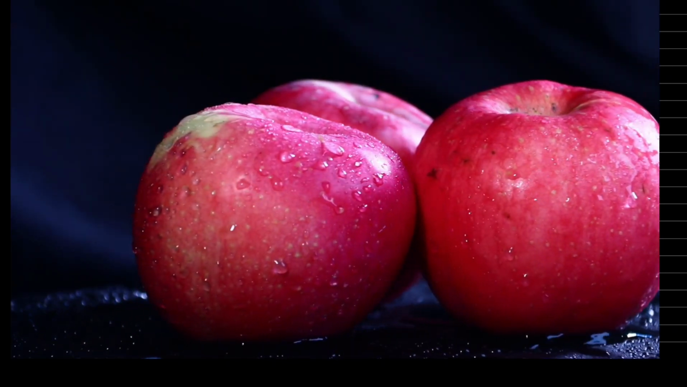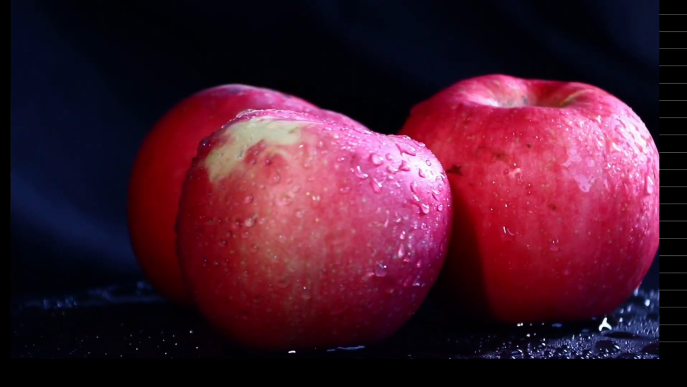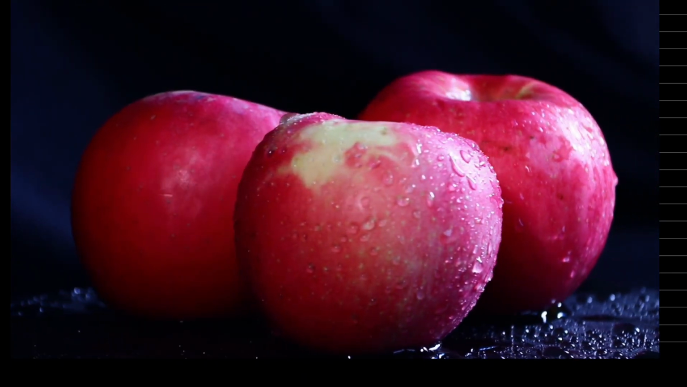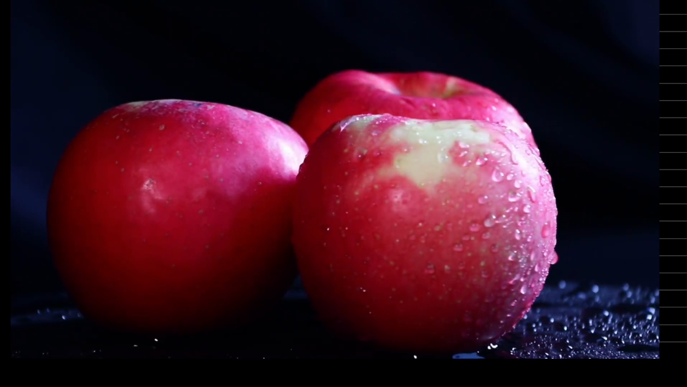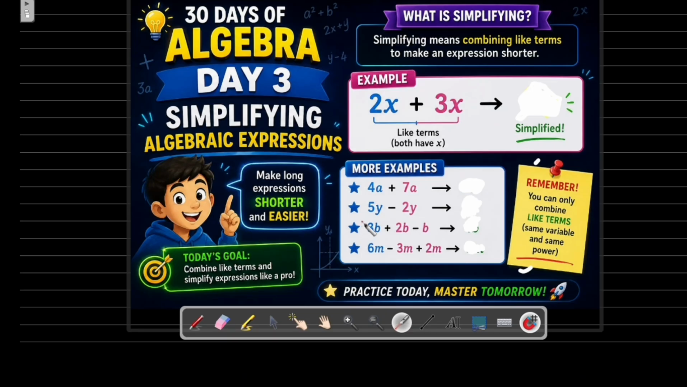Imagine you have two apples and three apples. How many apples do you have altogether? Exactly, five apples. Algebra works in a very similar way. If you have 2x plus 3x, just like this, you have 5x. The answer will be 5x when we simplify it. So, you can only combine things that are like.